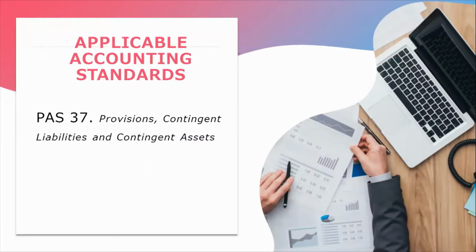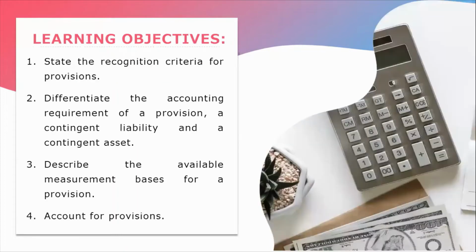So first things first, ano ba ang applicable accounting standards ng pag-aaralan natin ngayon? Siyempre, ang ating standard na mag-govern ay PAS 37 entitled Provisions, Contingent Liabilities, and Contingent Assets. So in this session, we will identify the differences of these three terms. But before that, let us know the learning objectives of this session.